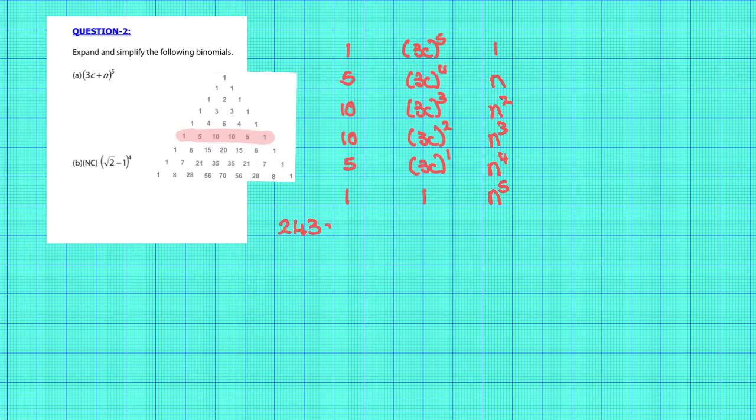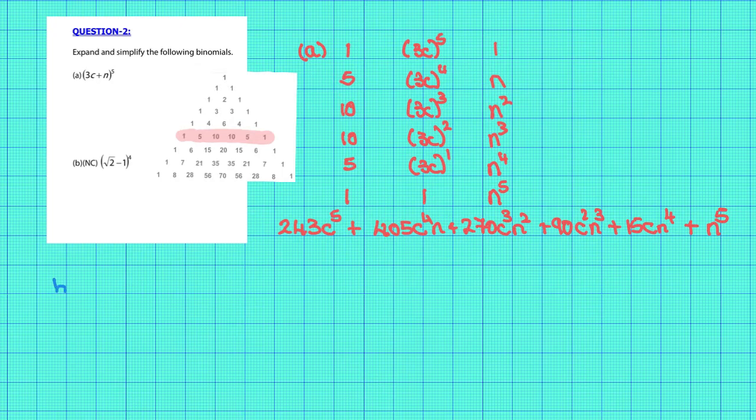243c^5 plus 405c^4 n plus 270 c cubed n squared plus 90 c squared n cubed plus 15 c n to the 4 plus n to the 5.